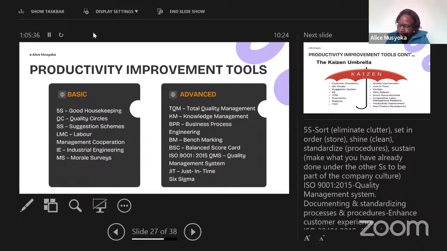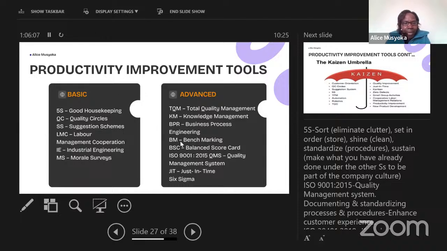Then BPR is another advanced tool for productivity improvement. BPR stands for Business Process Reengineering, and it focuses on optimizing end-to-end processes and eliminating redundancies. That is what it is about. So reviewing the processes, optimizing the end-to-end productivity, and eliminating redundancies.